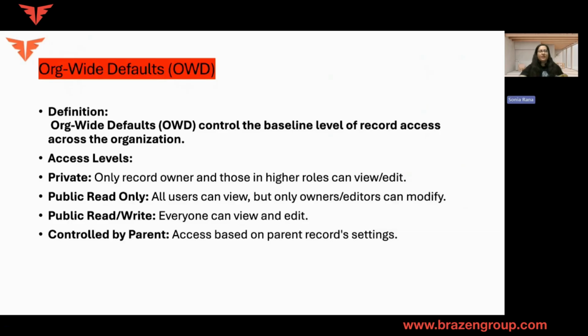So for that we have private. It means that only the record owner and those in the higher roles can view and edit the record. Next we have public read only. All users can view, but only the owner can modify it. Next, we have public read write. Everyone can view and edit these records. Then at last we have controlled by parent. So in that case, the access depends on the parent record settings.